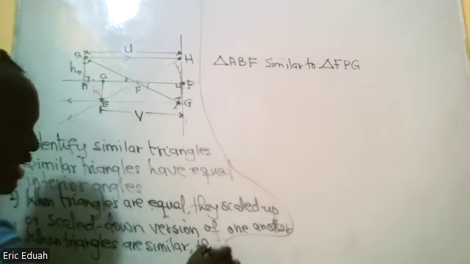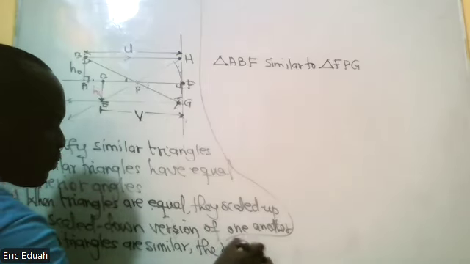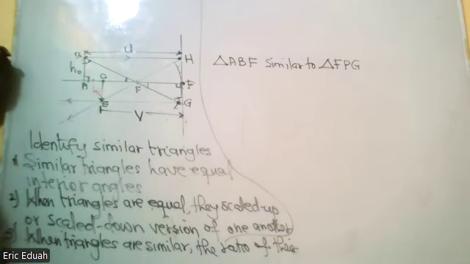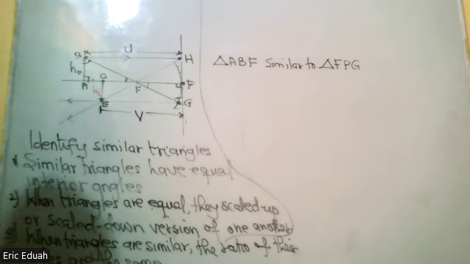the ratio of their sides are the same or equal. That's the third rule. Here, what do we mean?